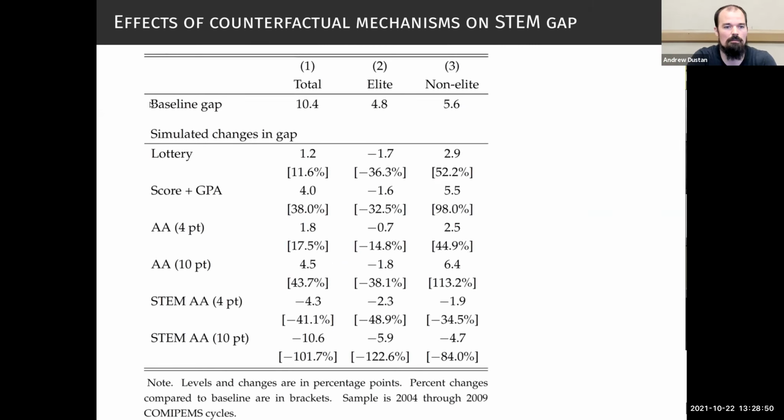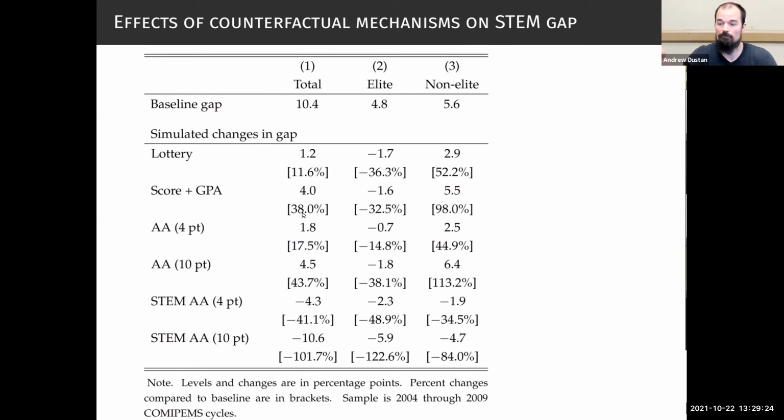Okay, let me guide you through this table. We don't need to look at every number, but the baseline gap that we simulate is about 10.5 percentage points, which is pretty close to the empirical gap of about 11 percentage points. What happens when we get rid of merit-based admissions altogether and use a lottery? The STEM gap actually increases by 11%. If we do what I think Marco and Maria are doing, which is to have a composite score plus GPA kind of approach, you widen the STEM gap substantially.